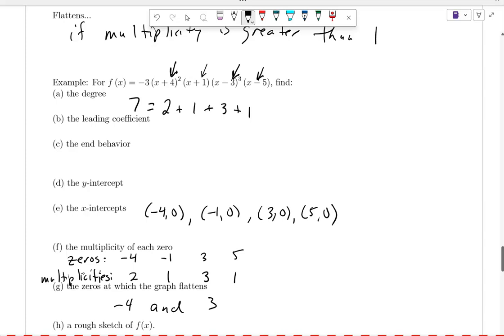How about the leading coefficient? Okay, let's look at each individual factor again. That gives me a 1x squared, doesn't it, when I multiply it? That'll give me a 1x, a 1x cubed, and another 1x. What are we multiplying everything by that I pulled out in front? Negative 3. So what's going to be your leading coefficient then? Negative 3. Good.